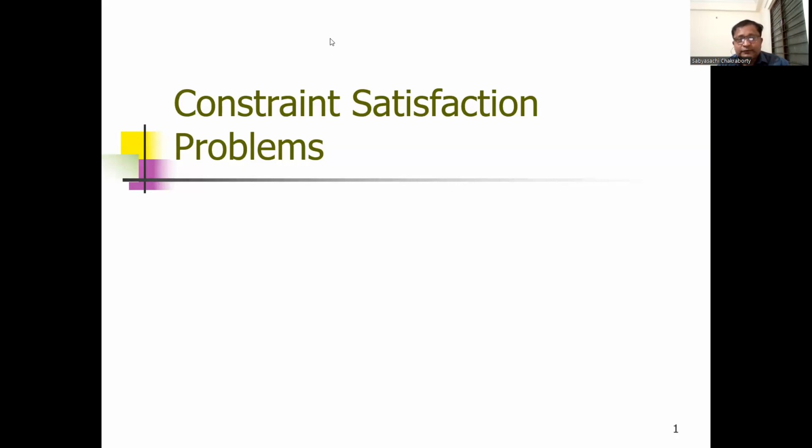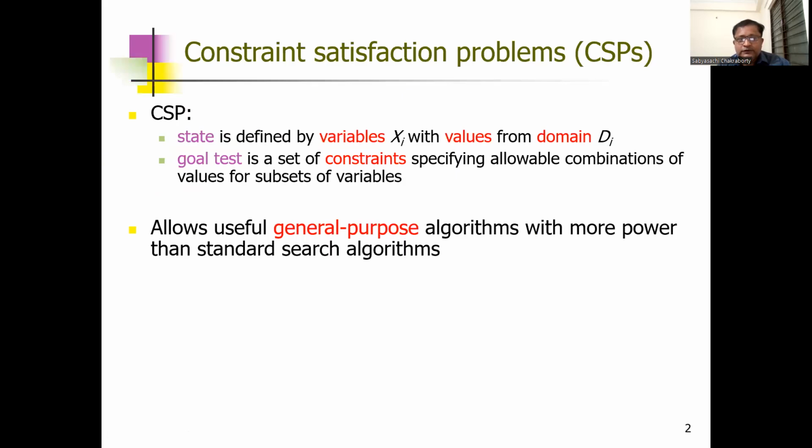So in the constraint satisfaction problem, we are going to discuss the graph coloring problem. Here we can see there is a state. The concept of state is very important. The state is defined by two sets of things. The first is a set of variables, and another is a domain, a set of values belonging to the domain. The set of variables and the set of values.